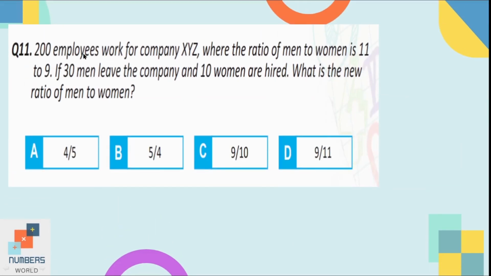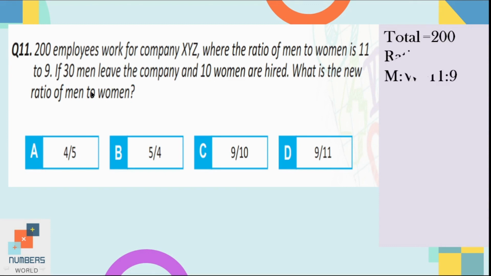Question number 11. 200 employees work for company XYZ, where the ratio of men to women is 11 to 9. If 30 men leave the company and 10 women are hired, what is the new ratio of men to women? So the total number of employees are 200. And the ratio of men to women is 11 ratio 9. So out of 200, there are 110 men and 90 women.